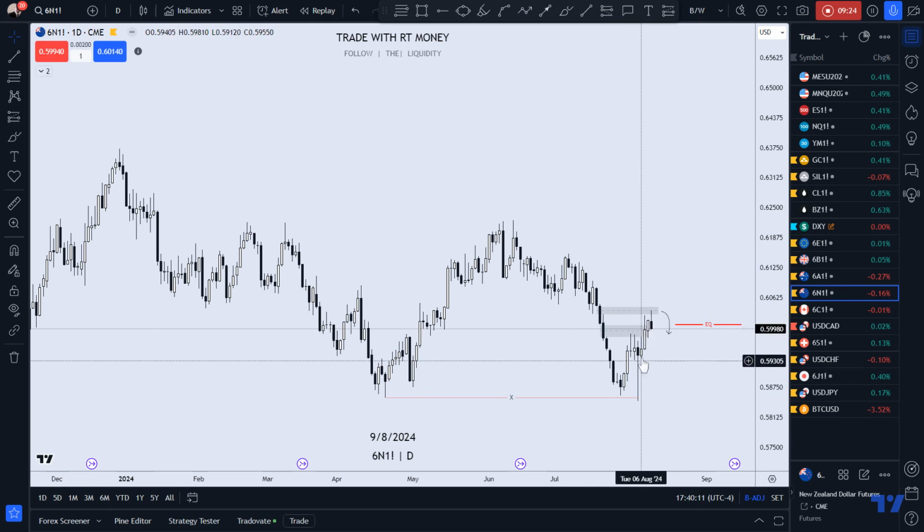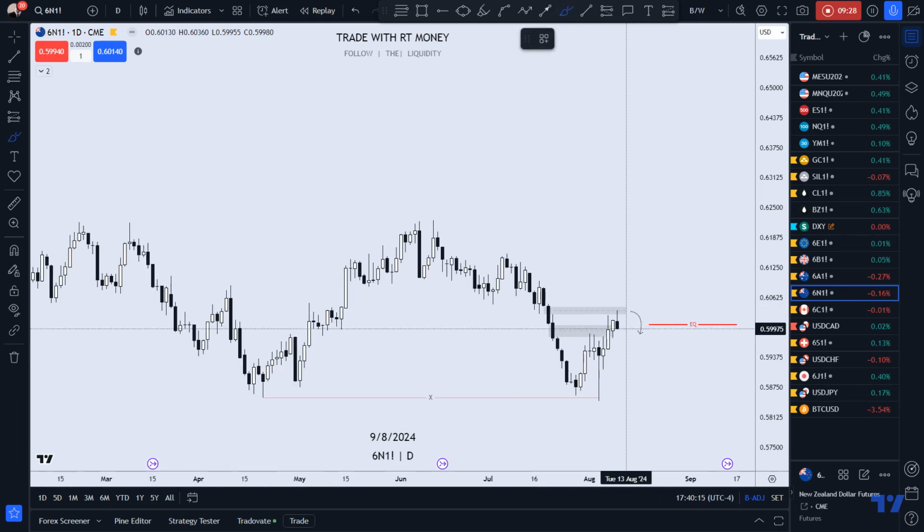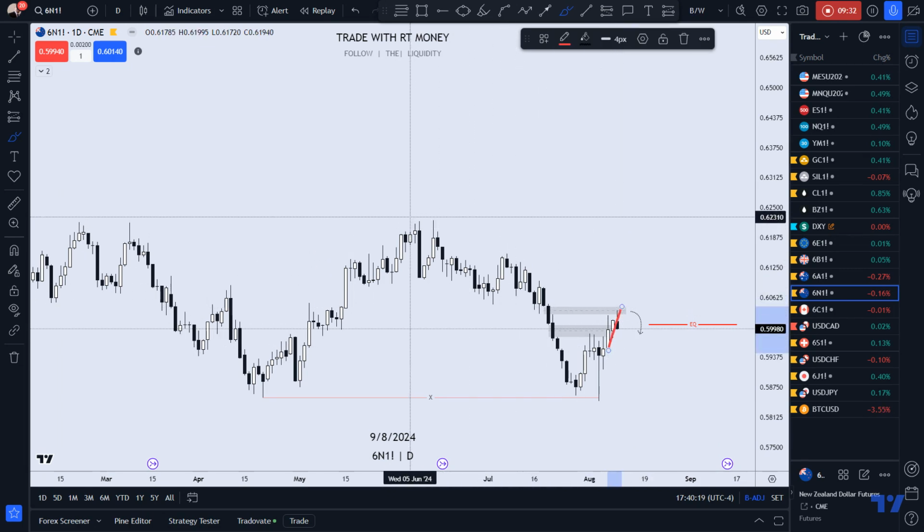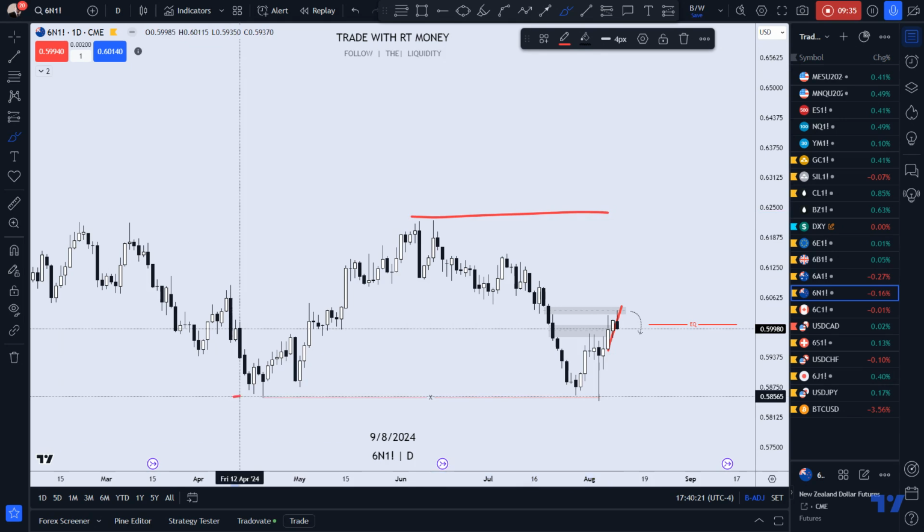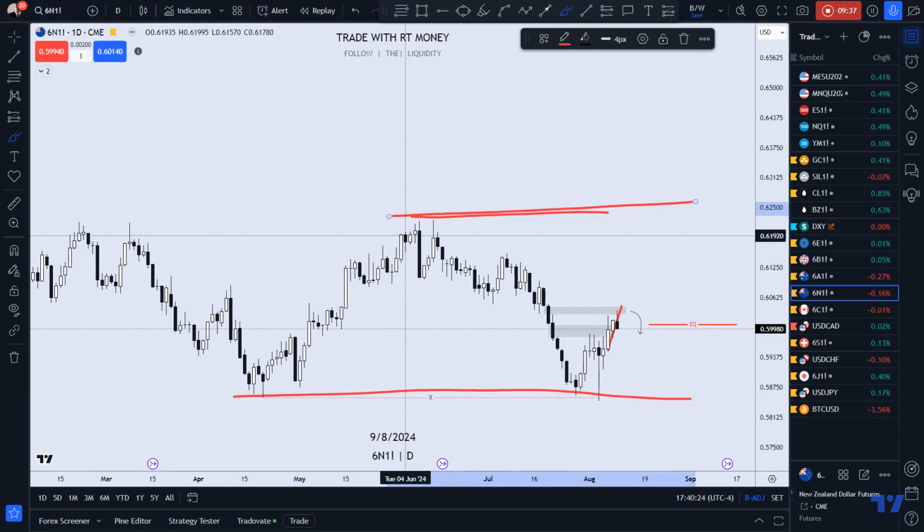And what did price do? It went higher. So what am I looking for? I'm looking for price to see how it went into premium price of this trading range. This is the trading range, right? Price came down and we're up.